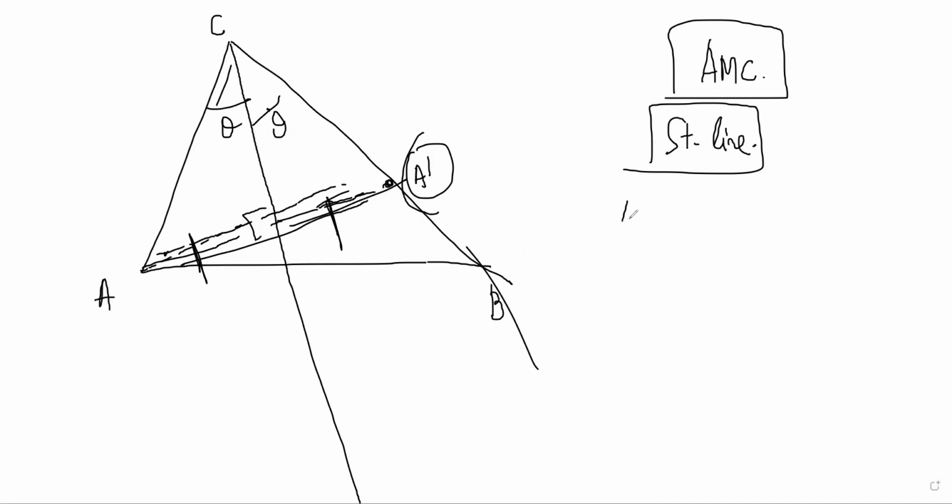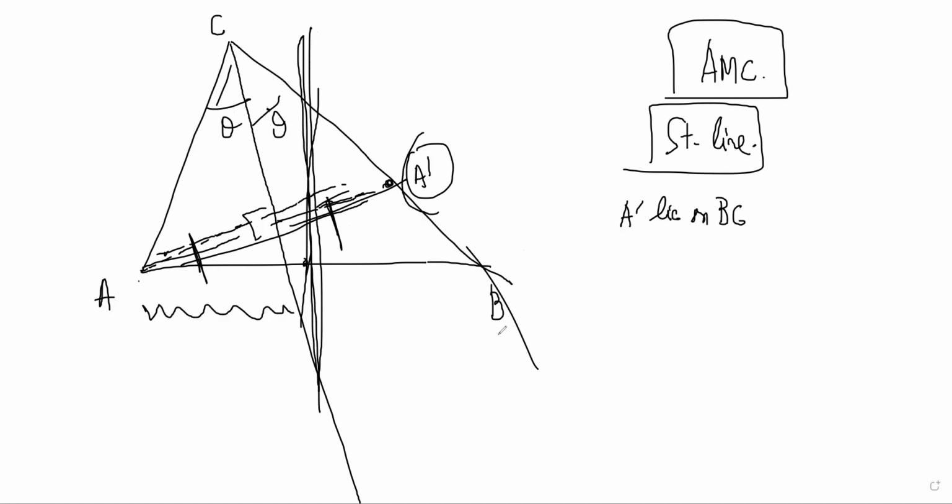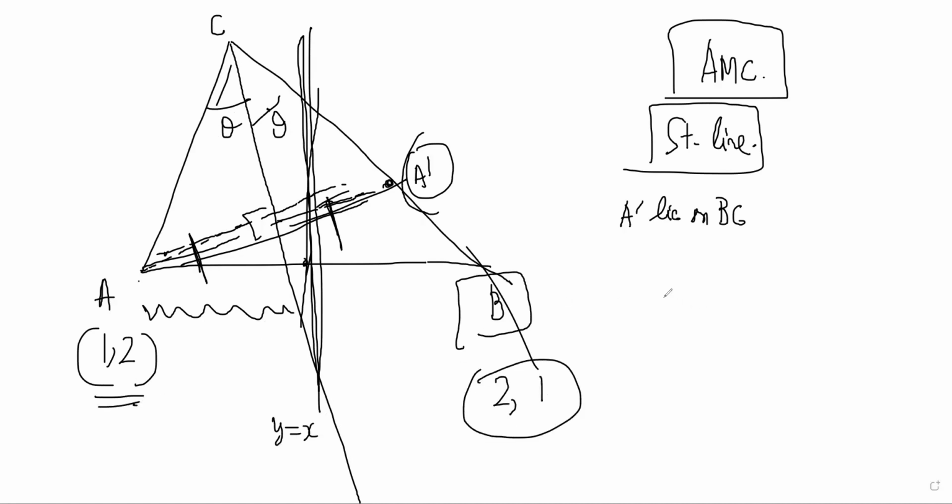If A dash lies on BC, you know one point on BC, and A's reflection across the perpendicular bisector would give you B, right? A was given as (1, 2), and the perpendicular bisector equation was given. So from there I got (2, 1) as B. That was easy, but one thing I'm not getting is how you're so certain that A dash lies on BC. Is it because that line is already the angle bisector?